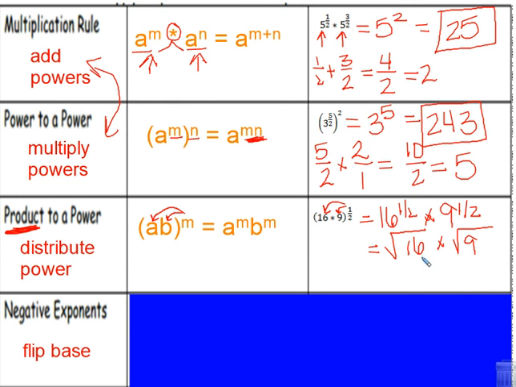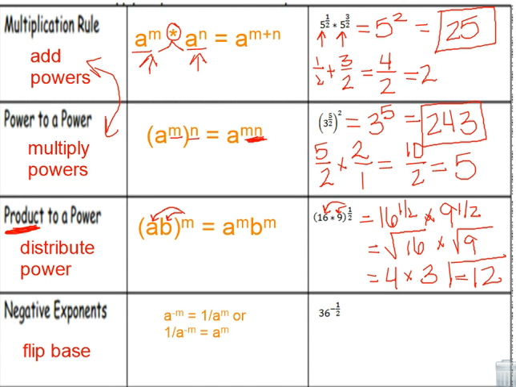Now this makes it really simple to simplify because we know what the square root of 16 is. It happens to be 4, and the square root of 9 is 3. So if I take 4 times 3, I get an answer of 12. So even though it looks complicated at the beginning, notice how simple our answer might get.